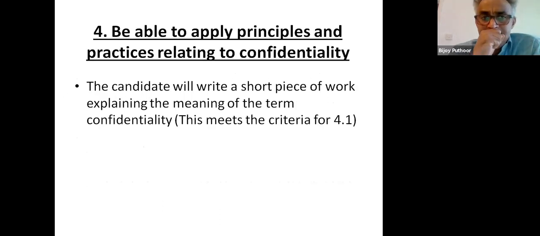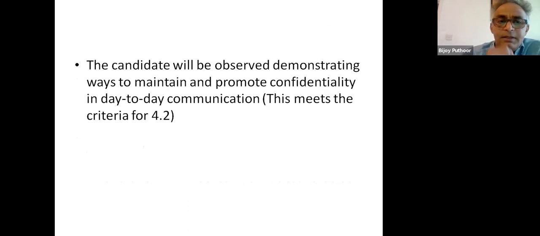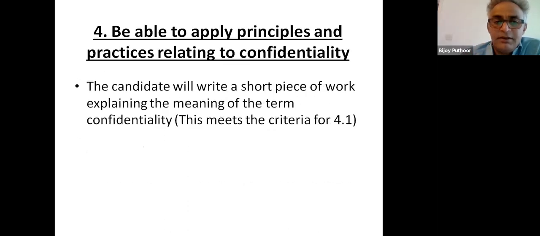So the fourth point is to be able to apply principles and practices relating to confidentiality. The candidate will be writing a short piece of work explaining the meaning of the term confidentiality. The candidate will be observed.